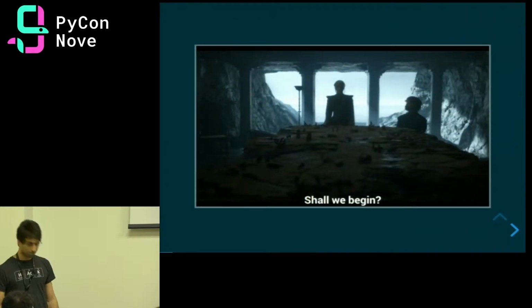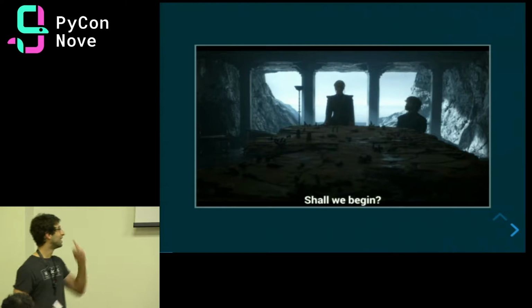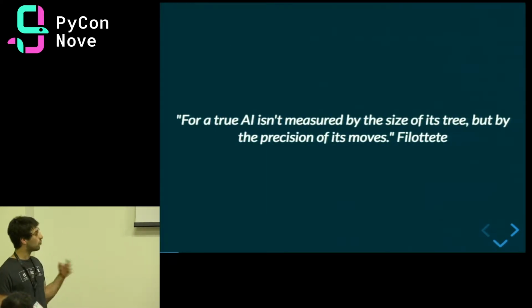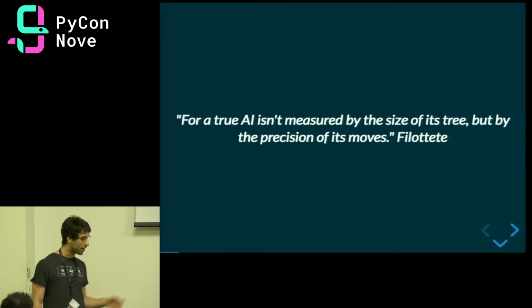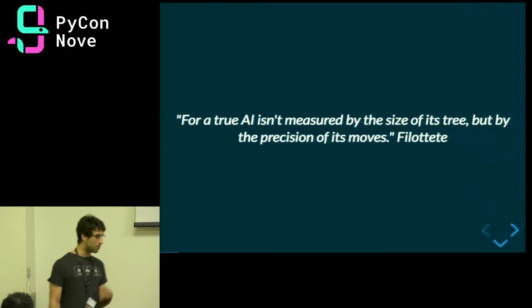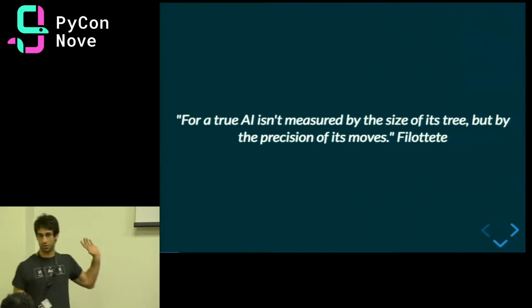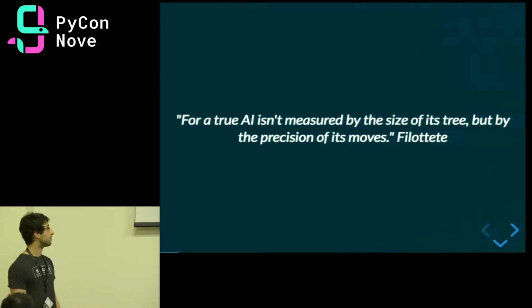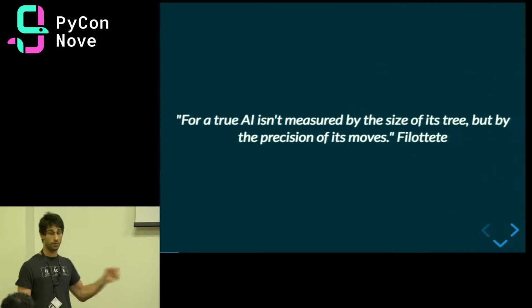Shall we begin? Okay. So this is the famous Greek. We believe that a true AI is not measured by the size of its tree, but by the precision of its moves. I don't know if you remember this quote, but it comes from Hercules, which is fairly well known. Why is it important? Because that's exactly what made AlphaGo win.